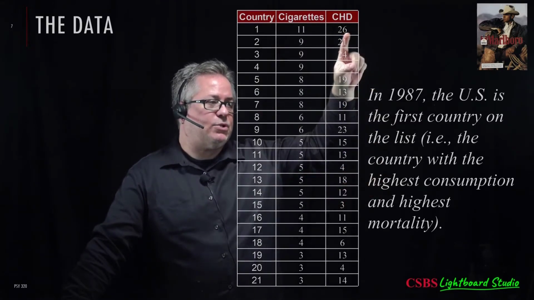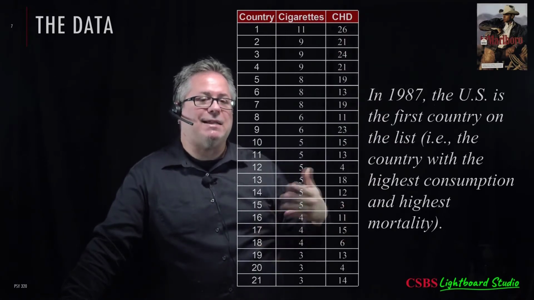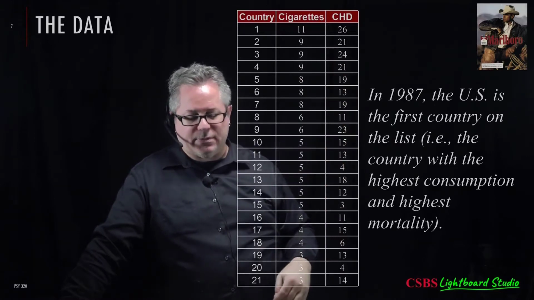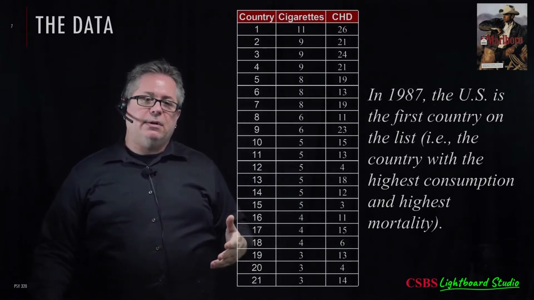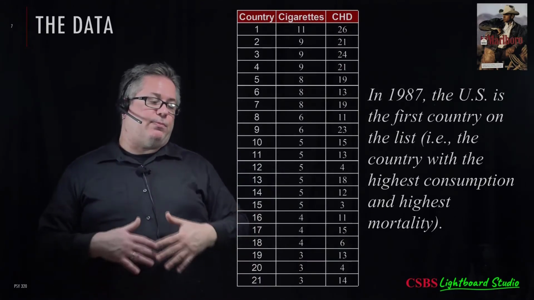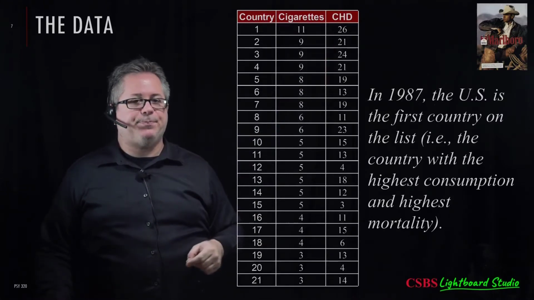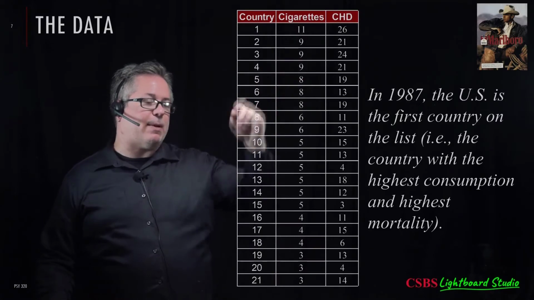So this is a strange measure. It's not 26 deaths, it's 26 deaths per 10,000. The reason is that these different countries have different sizes, right? So you can't just look at the number of coronary heart disease deaths. You have to control for it somehow. So for every 10,000 people, they had 26 deaths.